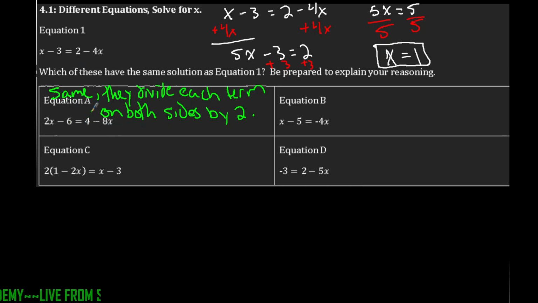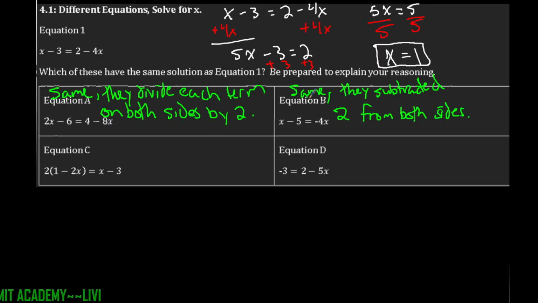Notice how each of those terms is divided by 2. Similar idea for equation B. We could say these are also the same, because they subtracted 2 from both sides. Notice how they got rid of that 2 on the right side, and they instead now have x minus 5 equals negative 4x.